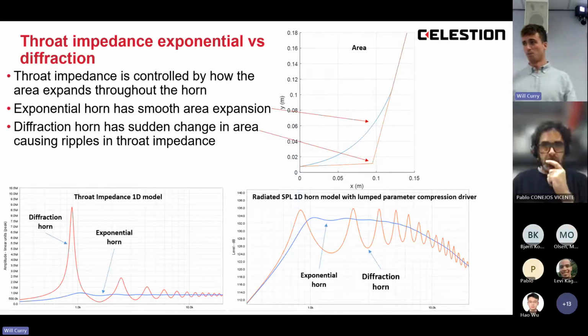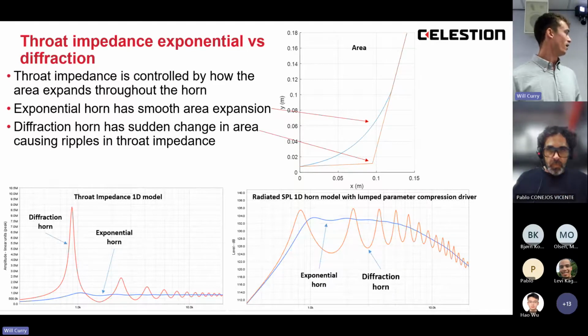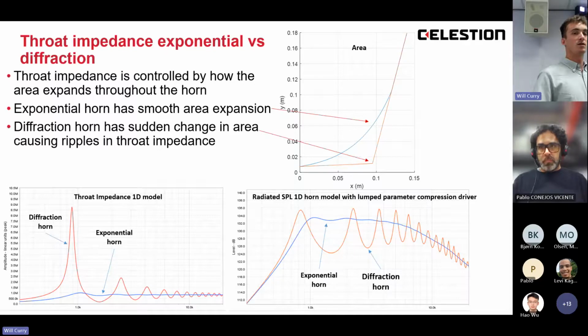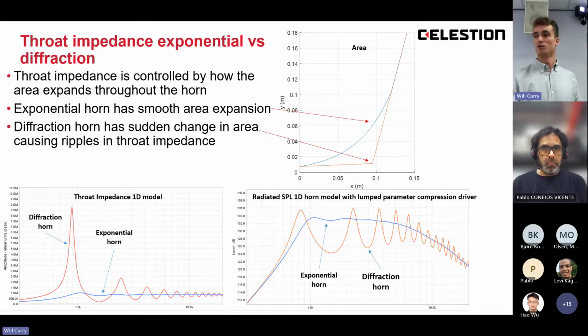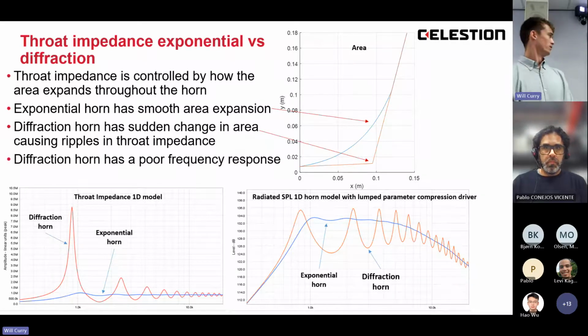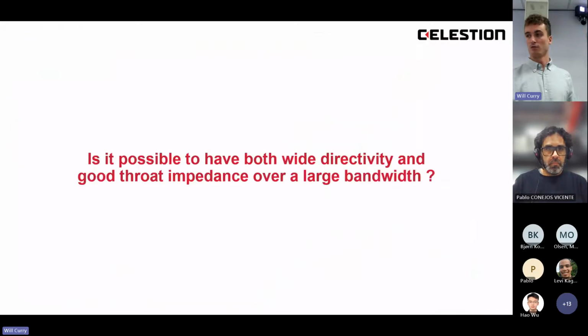So this is just a lumped parameter model of a compression driver connected to these two horns. And yeah, the ripples in the throat impedance are then found in the radiated sound pressure level. So you have these massive ripples in the response, which is not very good. So a lot of the time when people are designing horns, they're kind of trading off having good throat impedance or wide directivity over a large bandwidth. And it raises the question, is it possible to have both wide directivity and good throat impedance over a large bandwidth at the same time?